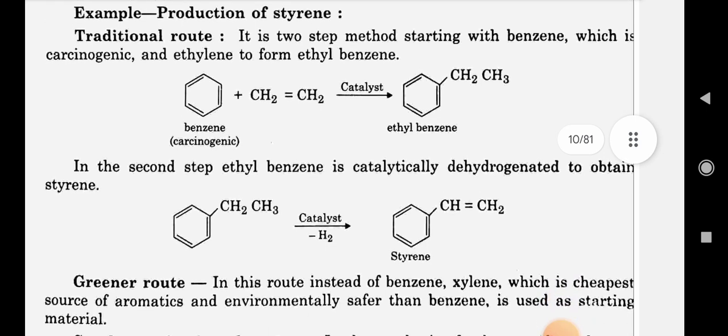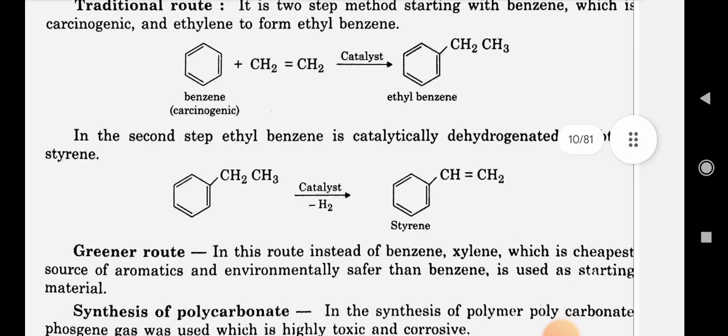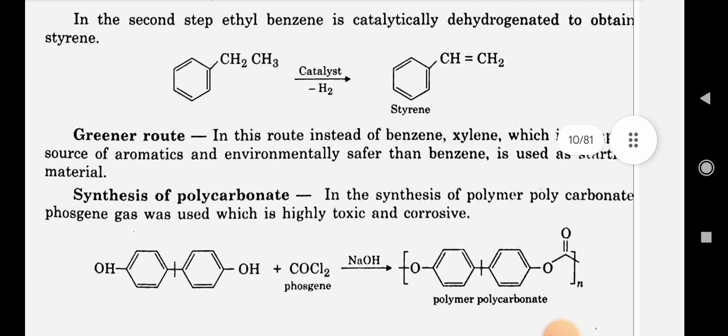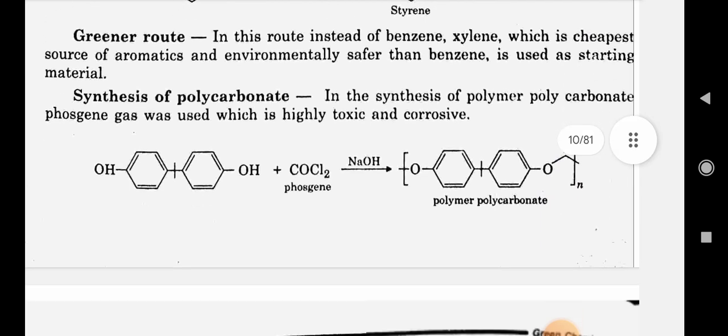Traditional route, it is a two-step method starting with benzene, which is carcinogenic, and ethylene to form ethylbenzene. In the second step, ethylbenzene is catalytically dehydrogenated to obtain the styrene. Greener route. In this route, instead of benzene, xylene, which is the cheapest source of aromatics and environmentally safer than benzene, is used as the starting material.